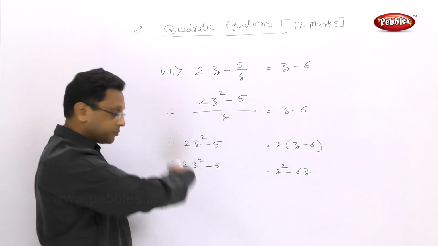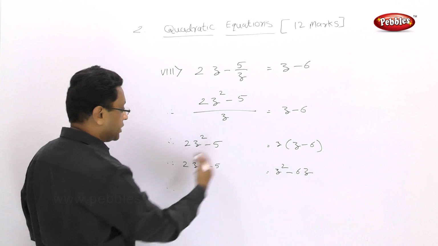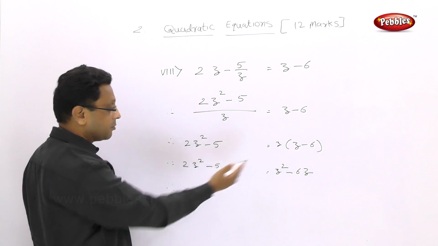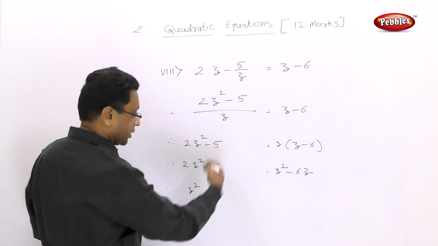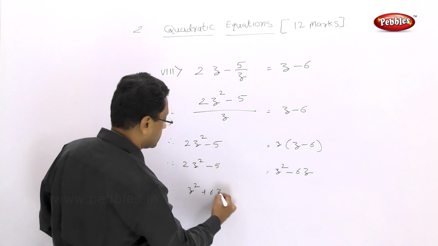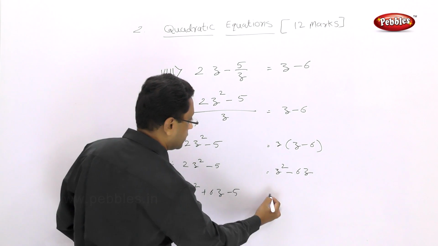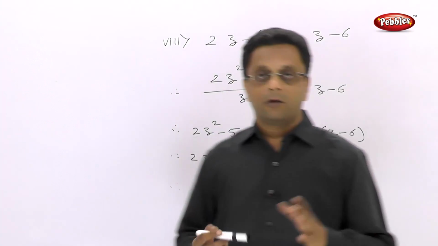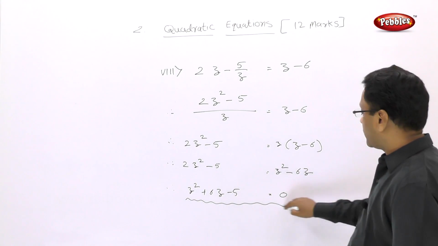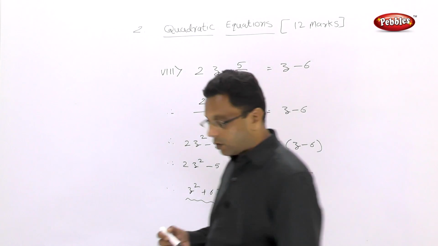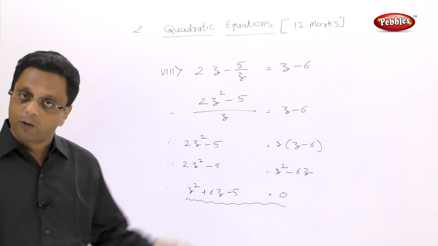And when everything comes to this side, this 6z will become plus 6z. 2z square minus z square is z square, plus 6z, minus 5 equal to 0. So this is the standard form of your quadratic equation. Shall we go ahead?